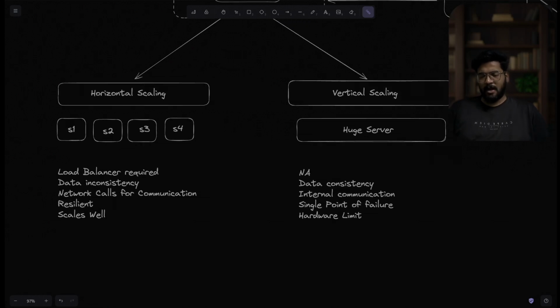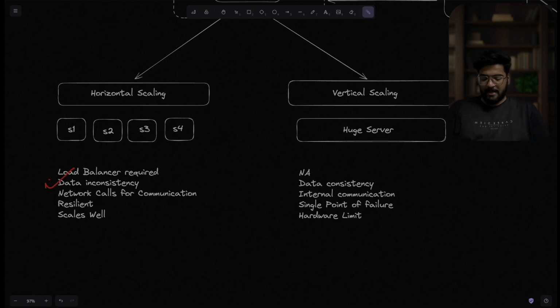So whenever we have multiple requests to our web servers, we need a load balancer. So consider the traffic is coming to our web servers. We need to have a load balancer that would direct the traffic to which server to go through. And coming back to our vertical scaling, with the huge server that we have, we don't need a load balancer because all the requests will be coming directly to this huge server.